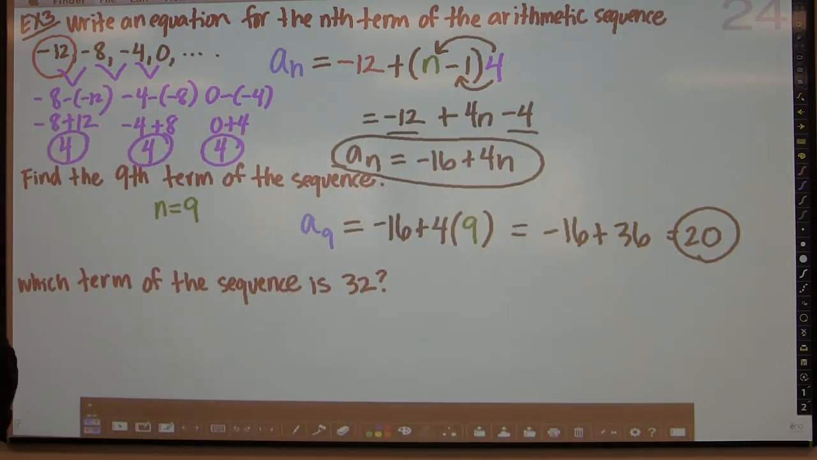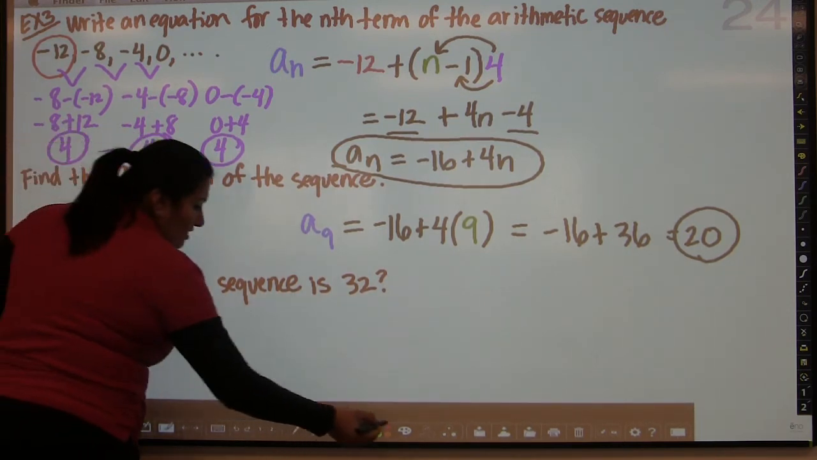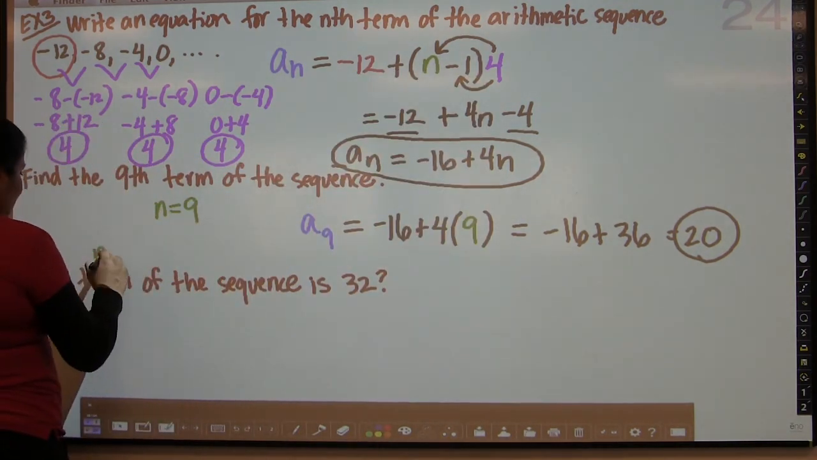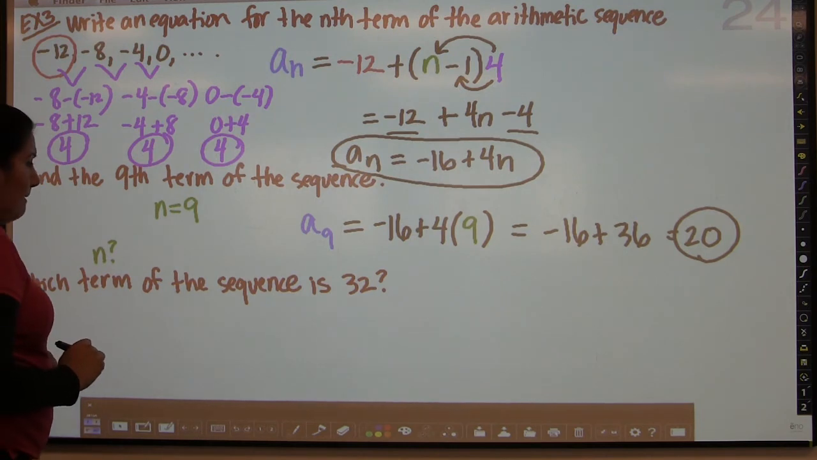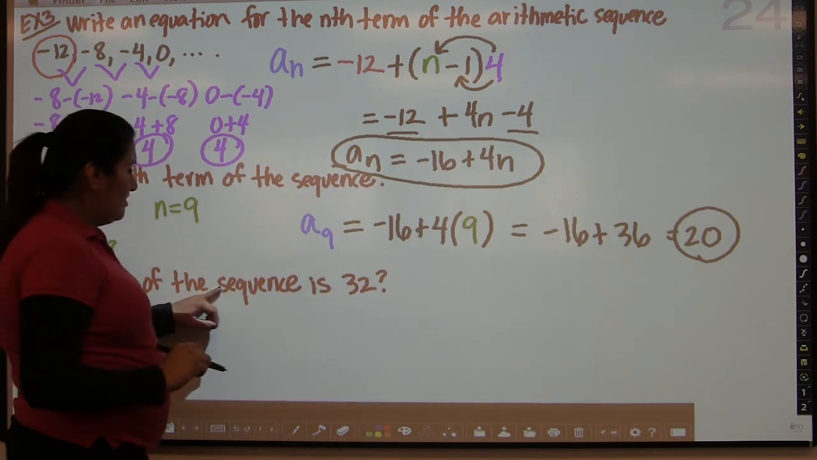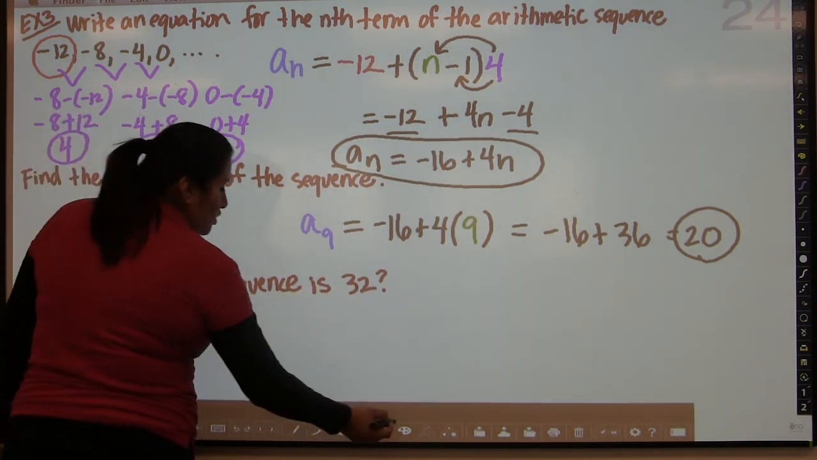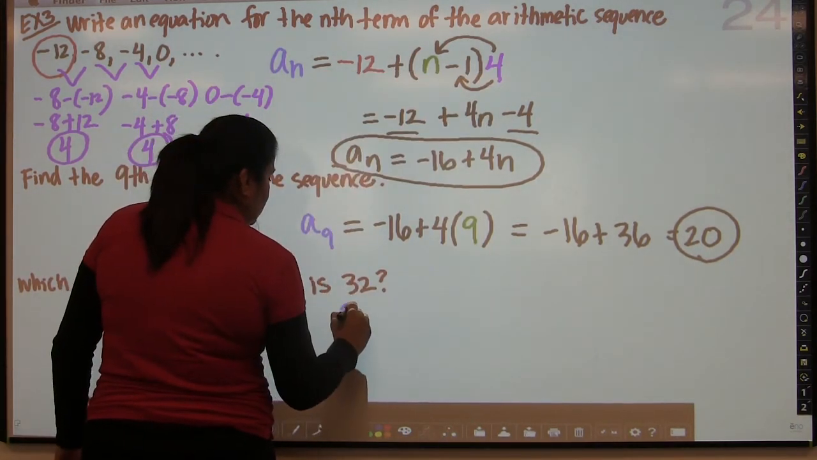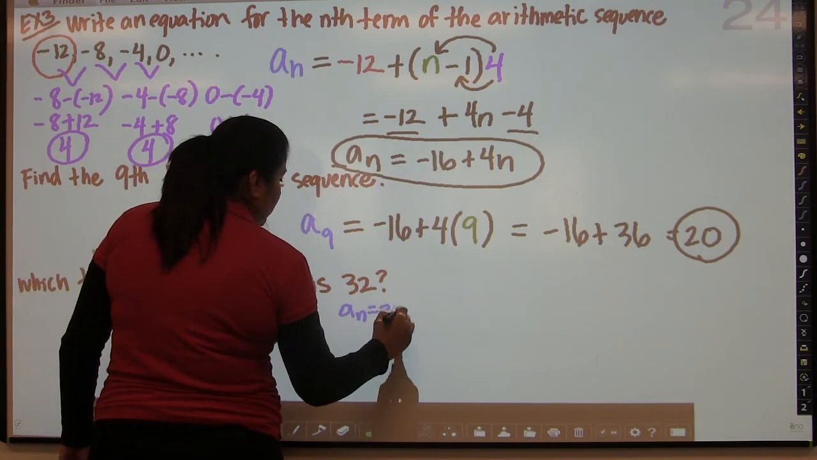And then we have our last question here where it says, which term of the sequence is 32? So they want to know which term. So when they say, again, question, which term, that means that we don't know the answer to that. So right now, we need to find n. We're not going to know what n is. But it wants to know which term of the sequence has 32 as value. So that means that A sub n equals 32.